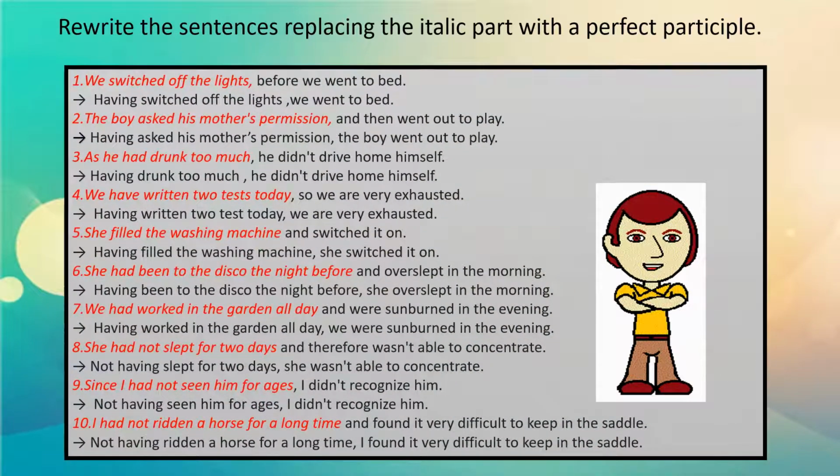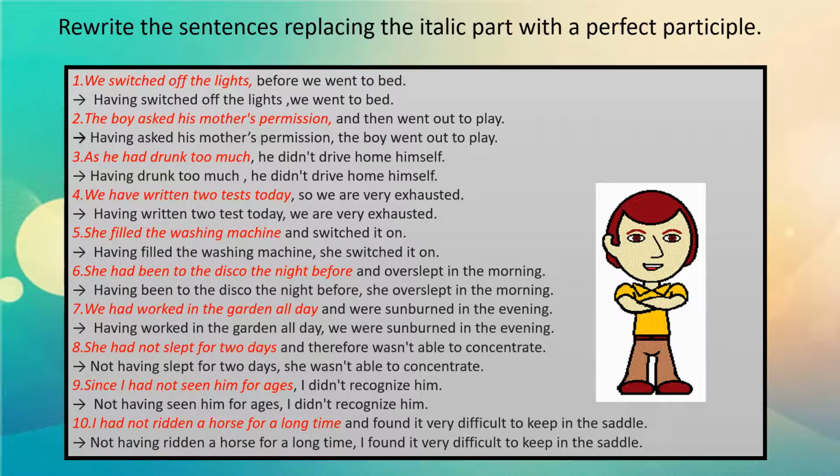Rewrite the sentence replacing the italic part with a perfect participle. 1. We switched off the lights before we went to bed. Answer: Having switched off the lights, we went to bed. Second, the boy asked his mother's permission and then went out to play. Answer: Having asked his mother's permission, the boy went out to play.